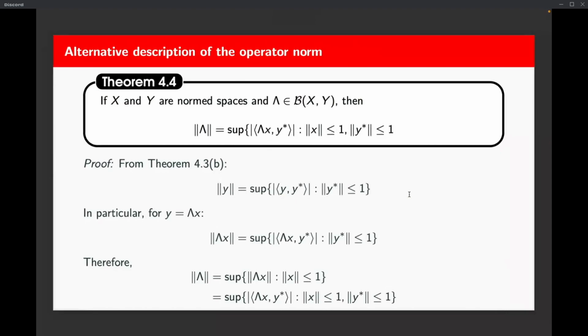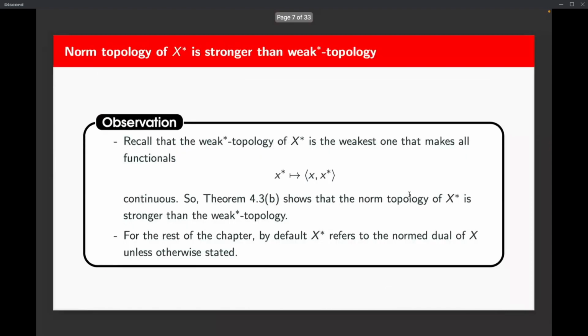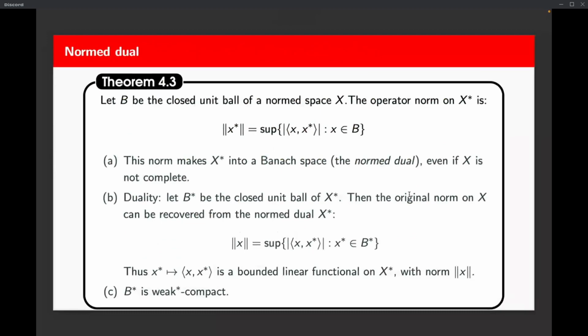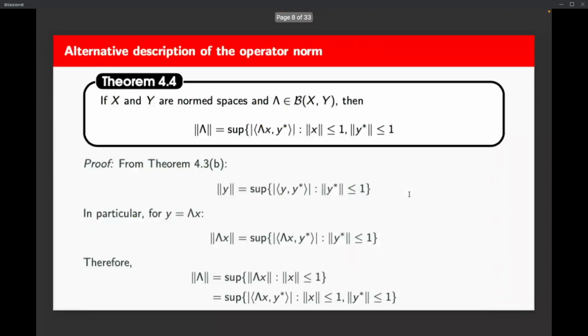Recall that from part B of this theorem, we were able to recover the original norm on X from the elements of the dual space. So we're using that on the first line here. We're saying that the norm of Y can be recovered from the dual space elements Y star in the unit ball in the dual space of Y. And then we can evaluate that at Y equals lambda of X, and I just plugged it in on this line.